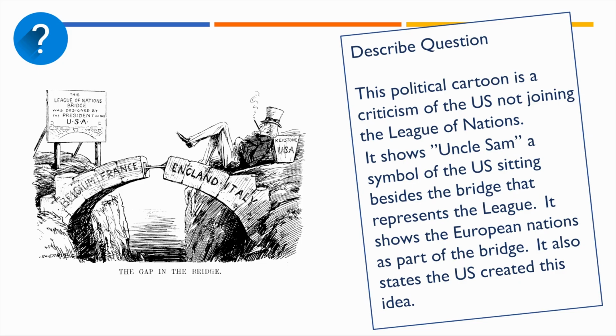It shows Uncle Sam, a symbol of the U.S., sitting beside the bridge that represents the League. It shows the European nations as a part of the bridge. And it also states that the U.S. created the idea. So with a basic description question, you are talking about what the main purpose of the source is, and then you are directly going into the source in order to provide the evidence to support that idea.